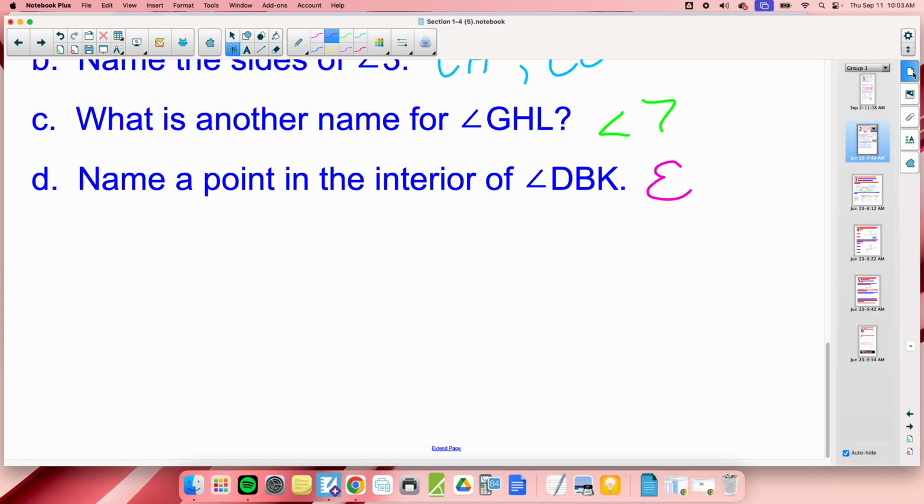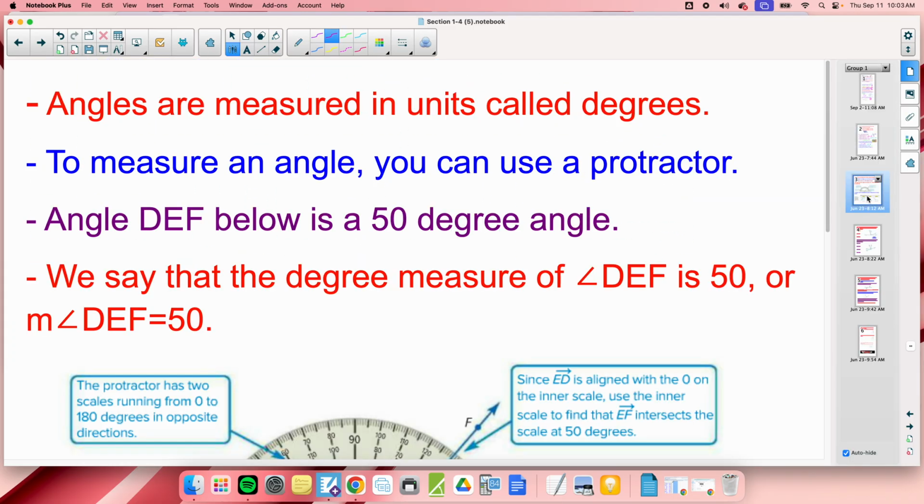All right, then what we're gonna do is I'm gonna get you guys a protractor. So give me 1 second to do that. And we're gonna measure a few angles today.